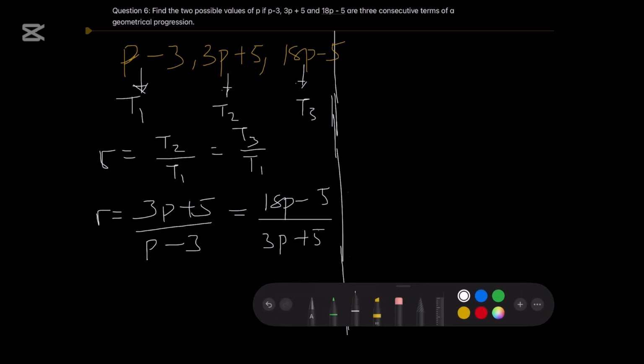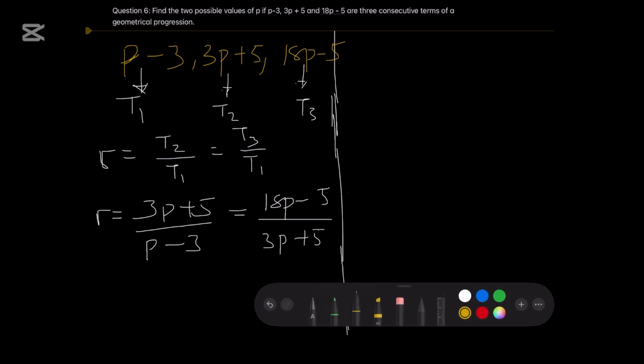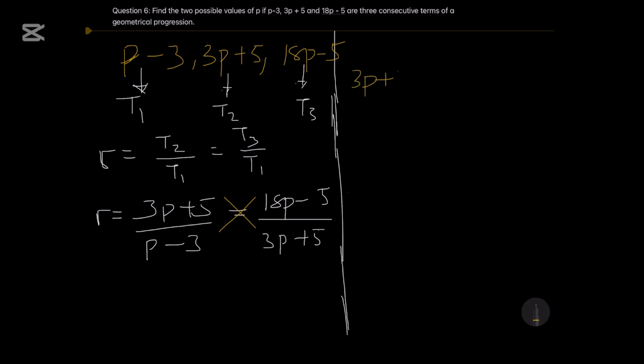Now solving this equation, we have (3p + 5)/(p - 3) equals, okay, let's just move straight. So we have cross multiply. So we have 3p plus 5 is multiplying 3p plus 5 equals to 18p minus 5 is multiplying what? P minus 3.